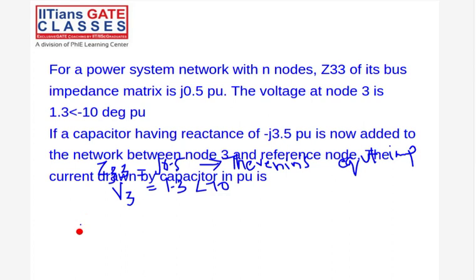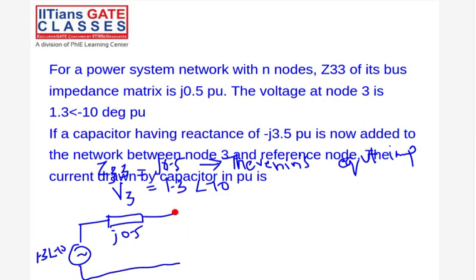So what they have given is that VTH is 1.3 angle minus 10 and ZTH is j0.5. Now they are saying they are connecting a capacitor, minus j3.5 per unit, right? So basically, what does Z33 mean? It means if this is node 3, this is the Thevenin's equivalent impedance and this is the Thevenin's equivalent voltage.